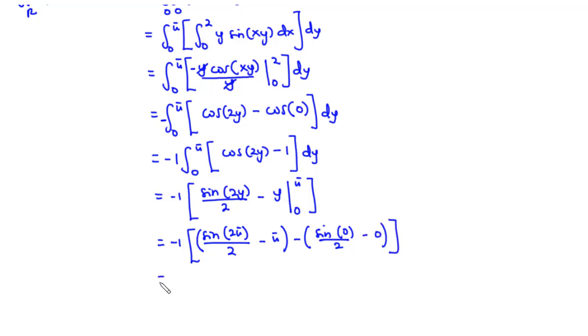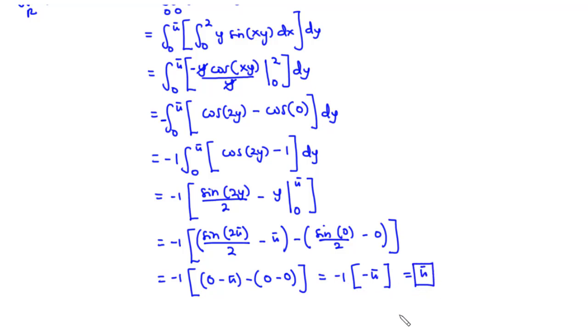Now let's evaluate this. So this becomes negative 1 on the outside. Now sine 2 pi is 0, so 0 divided by 2 is also 0, so we have 0 minus pi, and then minus sine 0 is 0 divided by 2 is also 0, and then minus 0. So this becomes negative 1 on the outside times, this becomes negative pi, and then minus 0, which is still negative pi. When you multiply these two, you have pi. So we have the final value to be pi.